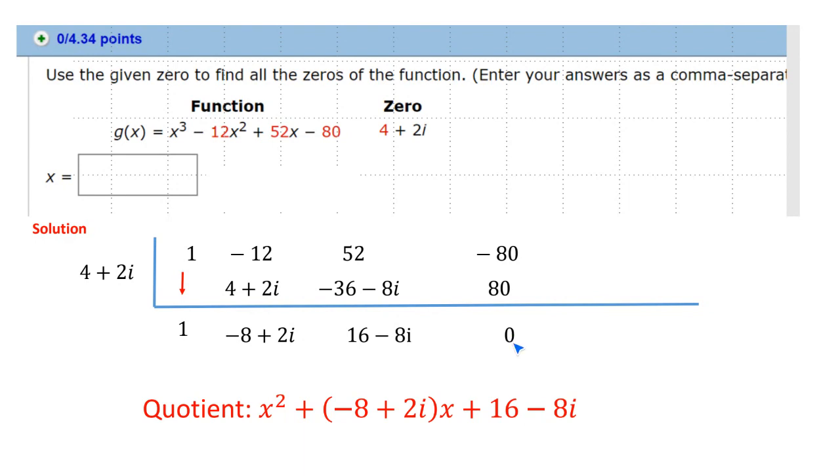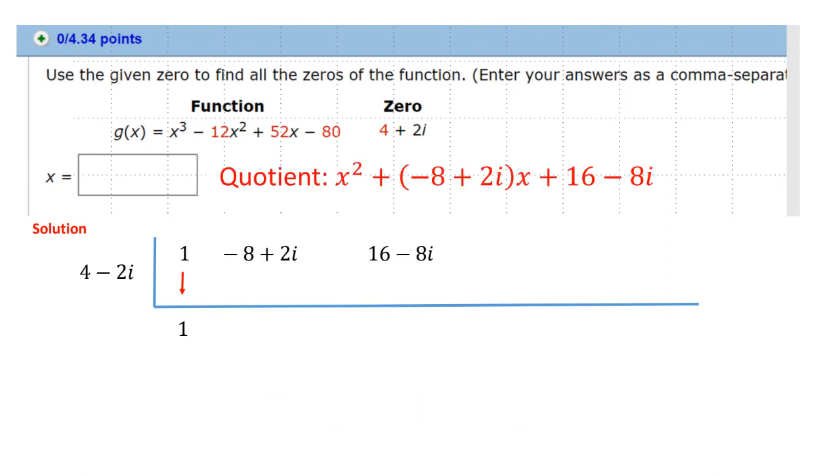If you don't get a 0 here, then you know you did something wrong, because they told us that this is a zero. So the quotient we get is x squared. Remember, it's always one less. So if we started with x cubed, then we start with x squared plus -8 plus 2i times x, plus 16 minus 8i. So we can do synthetic division again, but this time I'm going to use 4 minus 2i. Why? Because I know that the conjugate is also a zero. So my coefficients are 1, -8 plus 2i, and 16 minus 8i.